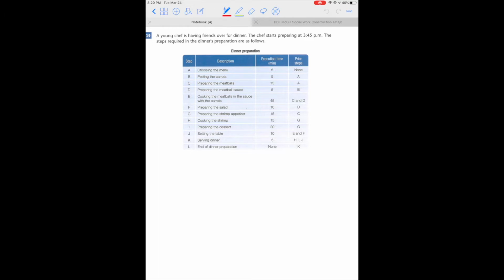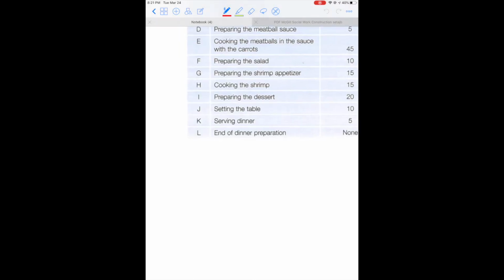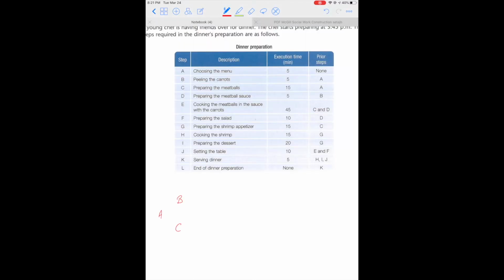Well, I'm starting with A, and then B has a prior step of A, and C has a prior step of A. I'm just going to start my list right here with A. B follows A, but also C follows A. D has B as a prior step. Does anything else have B? No, so I'm just going to put D after B, and nothing else comes after it.